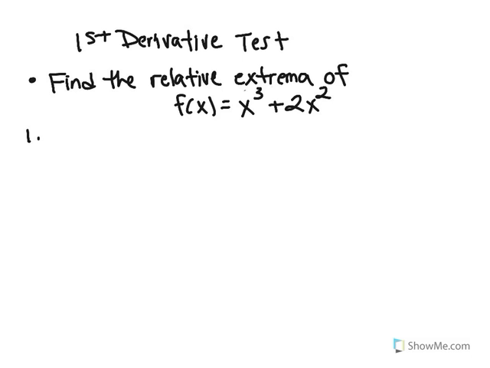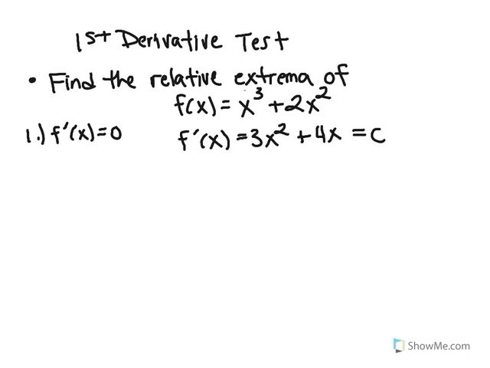We first of all want to find where f prime of x is equal to 0. So let's go ahead and differentiate this function. So f prime of x is going to equal 3x squared plus 4x. And let's set that equal to 0. I'm going to factor out an x here. So x and then 3x plus 4. So one of my solutions is going to be x equals 0. And then we're going to solve this piece right here for 0.